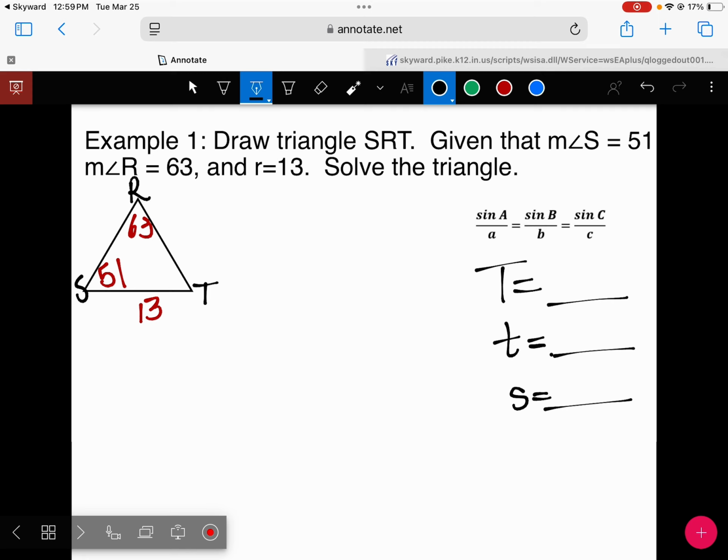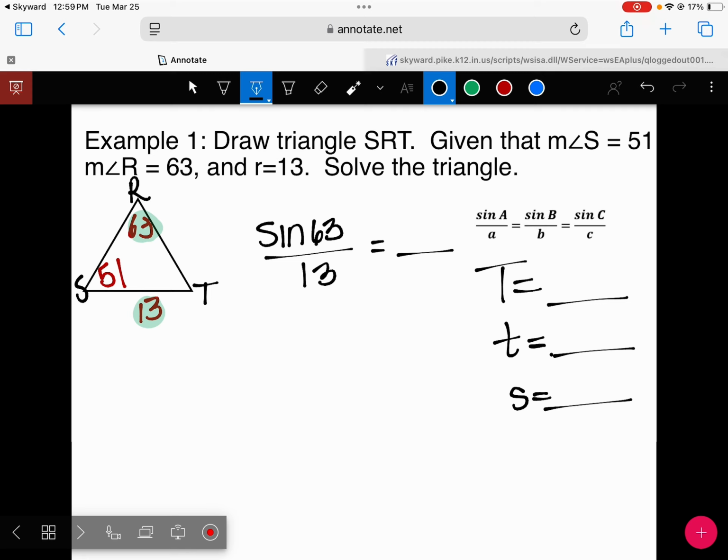So does everyone see how we have a pair? What do we have a pair of? R. So because we have this and this, we can use the law of sines. So we're going to set this up. I'm going to take the sine of big R over little r equals, and then I'm just going to find S first, because I can't find T.